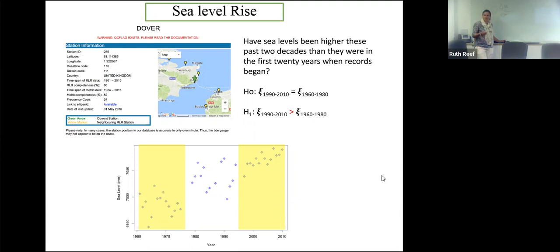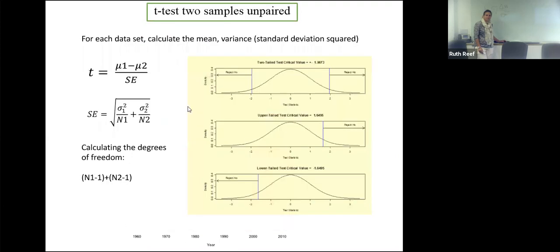And I'm going to take, of course, the mean and the standard deviation of those. Here's my t, the difference in the means divided by the standard error. Remember, the standard error was to do with the standard deviation and the population sizes. Now, for each data set, I'm going to calculate the mean and the variance. This is my t distribution, and this is a two-sided t distribution. This is my area of rejection of the null hypothesis, and this is the area of acceptance of the null hypothesis.